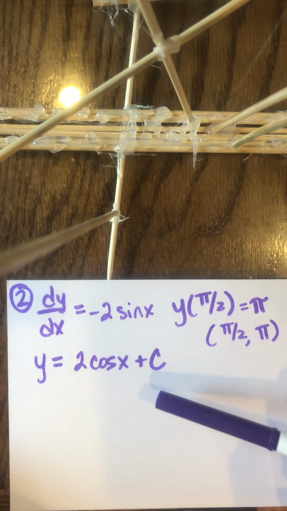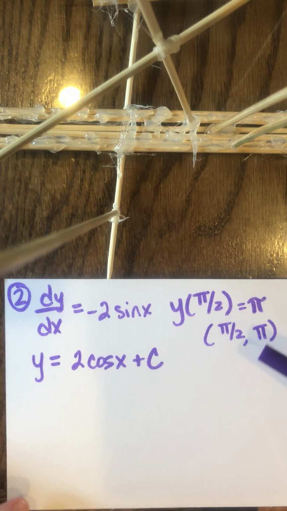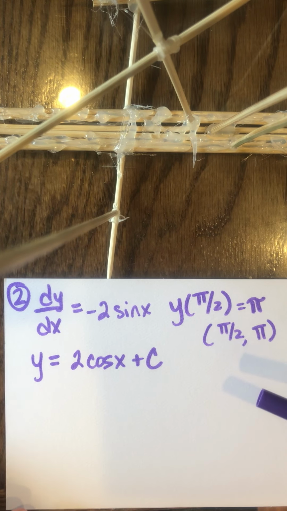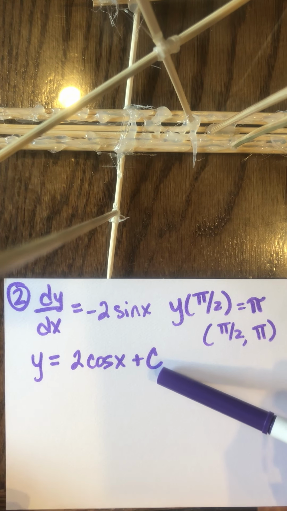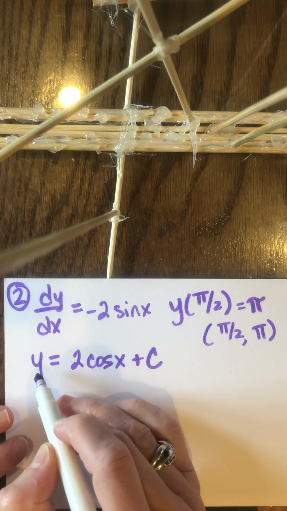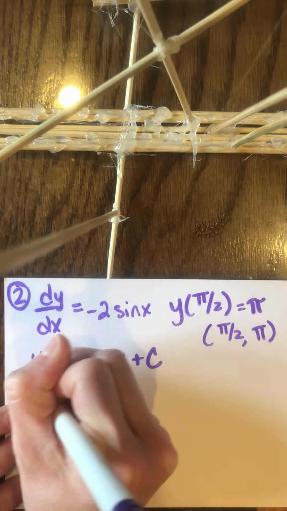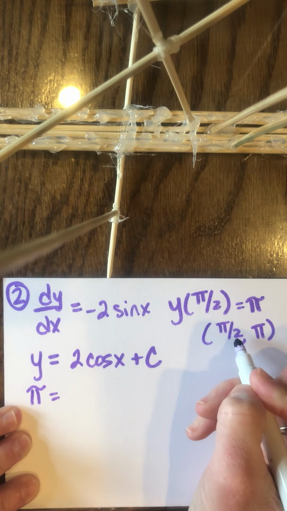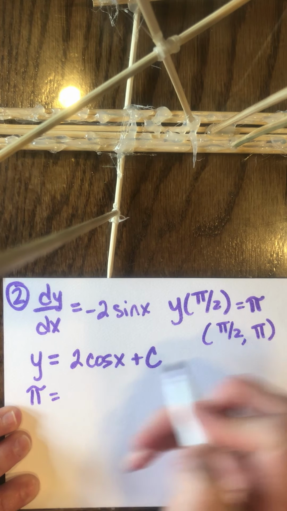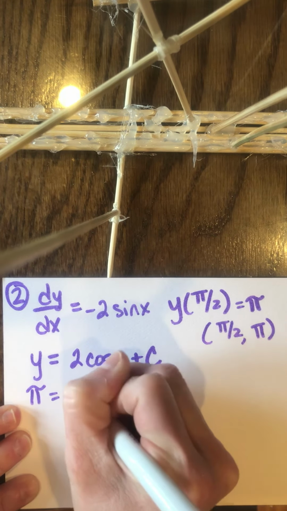Now that I have done that, I am going to plug my initial conditions in so that I can determine what the value of C would be. So I am going to take y and replace it with pi. And then I am going to take x and replace it with pi over 2.